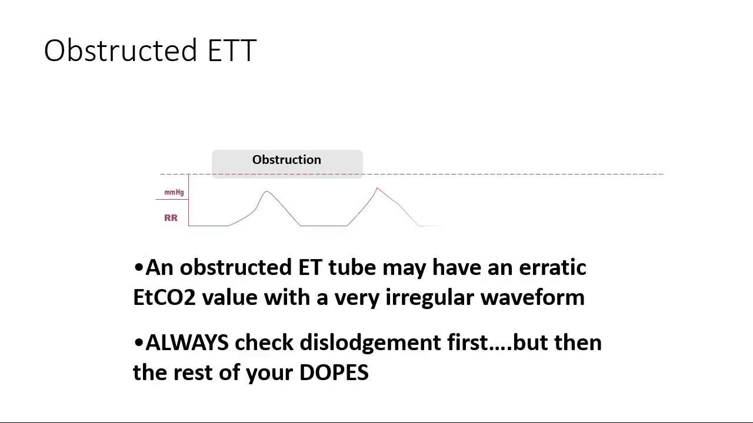Now, sometimes you may have an obstructed ET tube, where you have an irregular waveform shape. You still have increases in your end-tidal CO2, but what you don't have is a good, well-defined plateau. So this could be a leaky cuff. This could also be a partial obstruction, like a big mucus plug at the end. So with any of these, I think it's always important that the very first thing you check is your DOPE. And there's a reason why dislodgement is the very first thing, because dislodgement is the worst case scenario and you want to catch that immediately. But you need to look at obstruction, pneumothorax, equipment failure, and stacked breaths as well.